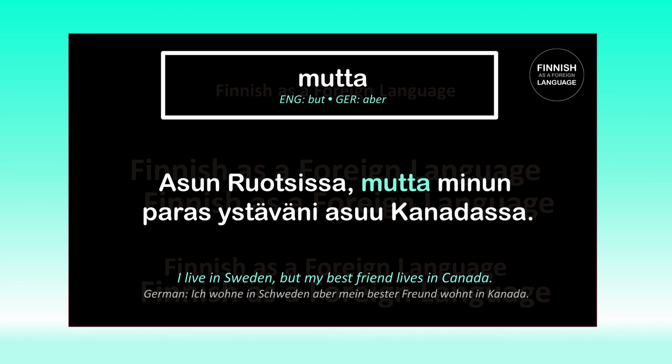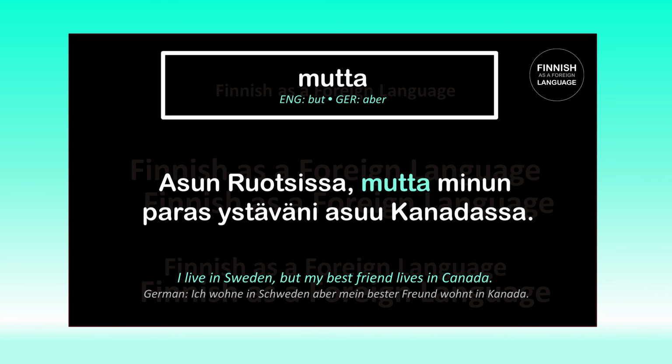Let's go step by step. Asun Ruotsissa means I live in Sweden. Mutta means but, it's our conjunction here. Minun paras ystäväni means my best friend. Ystäväni, by the way, is a combination of ystävä, which means friend, plus the possessive suffix for the first person singular, which is ni. So minun paras ystäväni means my best friend. Asuu Kanadassa means lives in Canada. So again, our conjunction here is mutta, which means but.